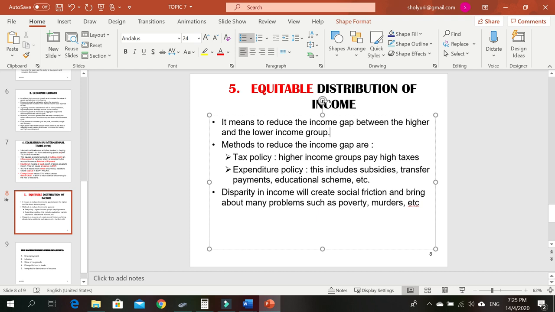So, macam mana kerajaan nak buat tu? Kerajaan akan buat tax policy. Nak buat equitable distribution of income between the higher and the lower group tu, kerajaan akan buat tax policy. Higher income group will pay higher tax. So kerajaan akan kenakan cukai yang tinggi kepada orang yang pendapatan tinggi, so that with that money yang government obtain from them, government akan gunakan duit tu untuk buat public facility for the low income.